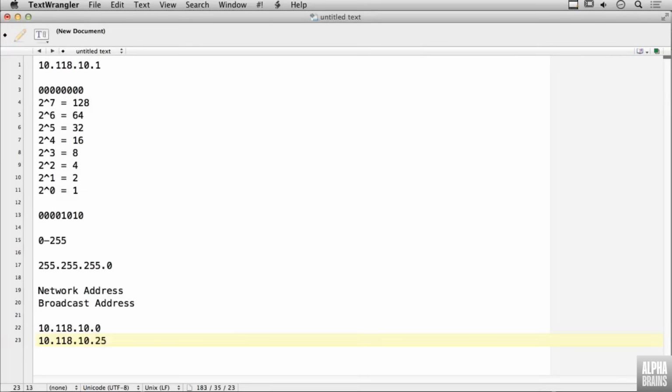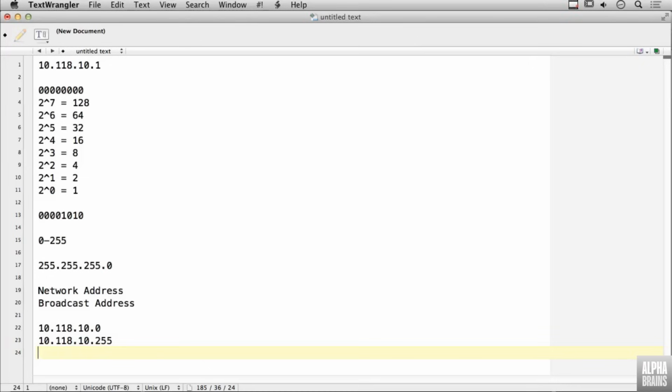10.118.10. Remember, 255 is the maximum value we can have from that 8 bits of information, or the byte or octet. 10.118.10.255 is actually the broadcast address for this particular network. So I can't use those for any host on my network. So actually, instead of 256 addresses, I really only have 254 addresses to use because I need a network address and I need a broadcast address.